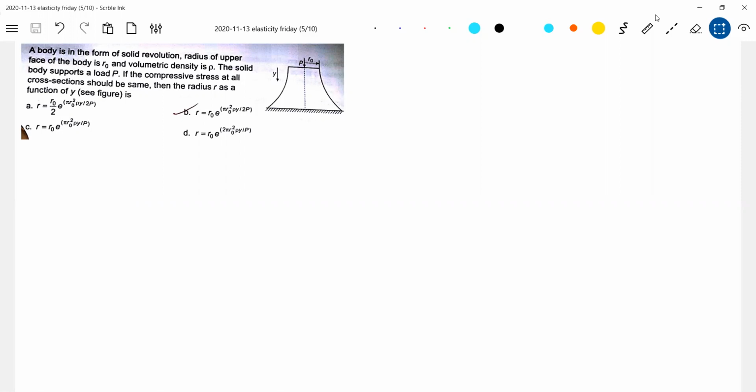Because how do you define stress? Force by area. The area of cross section is varying, no? So he's asking how R should vary with y so that the stress is the same everywhere. But we know stress cannot be like that. Please try to understand, it will be easy for you to get into the problem. Okay, let's do one thing. Let's first try to understand what the question is.